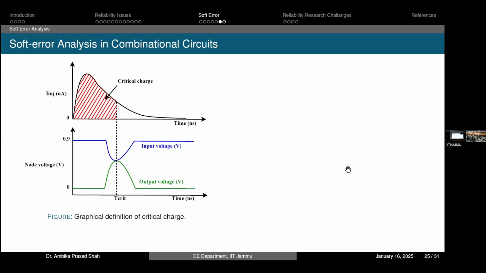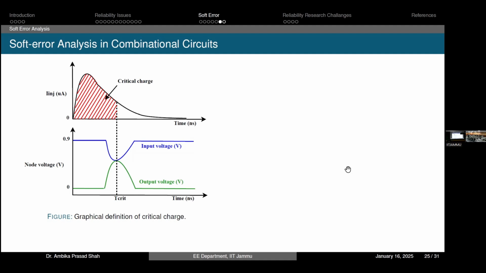Because if I have an inverter, let us assume the input was logic 1 and the output was logic 0. Their magnitude is going to change because of this high energy particle. The input will start reducing and the output will start increasing, so they will touch at some point in time. I will check at which point they touch each other, meaning Vin is equal to Vout. That time we can call the critical time. If we integrate this current from 0 to T critical, that will be your critical charge. So to calculate simply, just integrate over time from 0 to T critical, and that becomes the critical charge of your circuit.